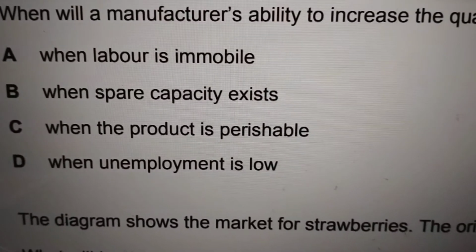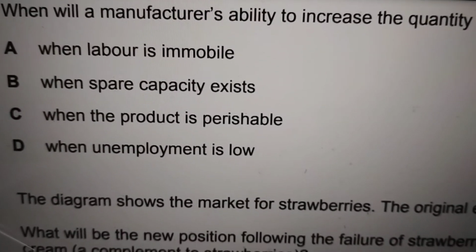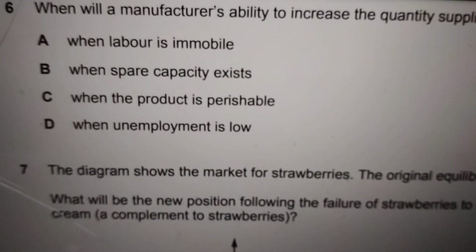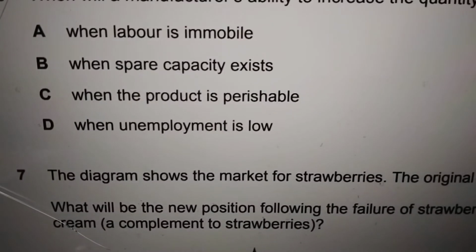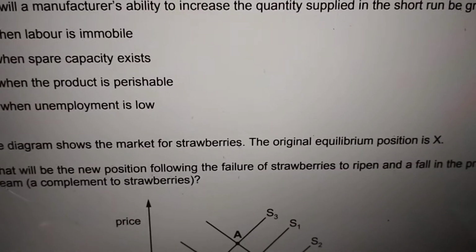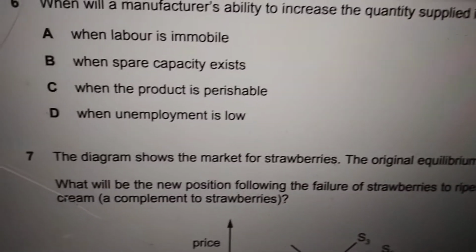So, out of these, when the labor is immobile, that will definitely not help the production process at all. B, when the spare capacity exists. So if you have a spare capacity, you can increase the level of supply. That can be the answer.